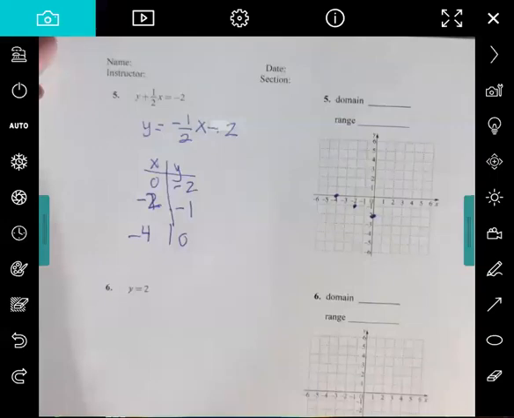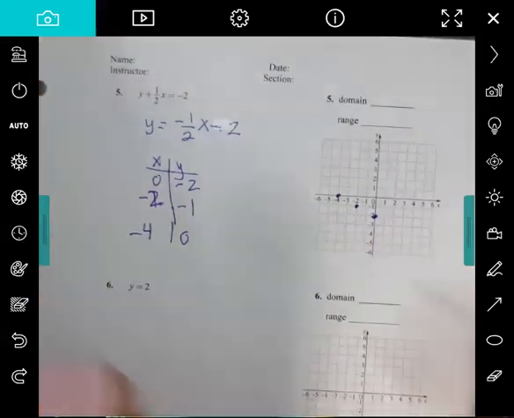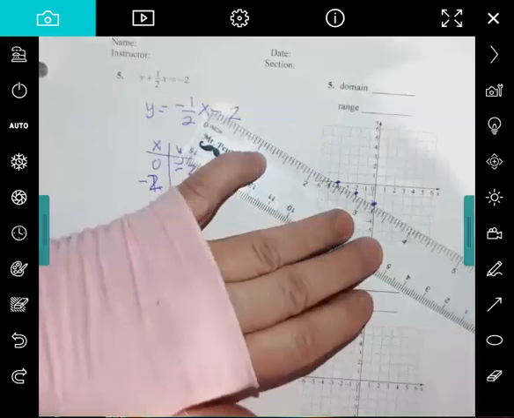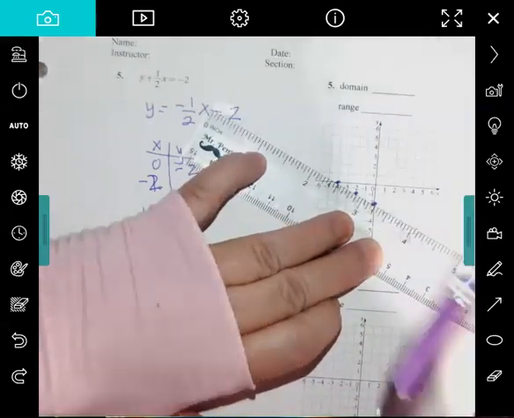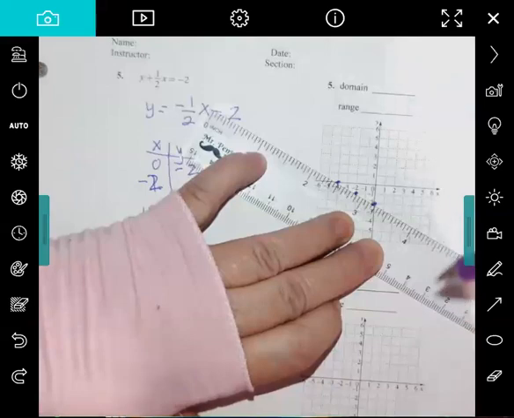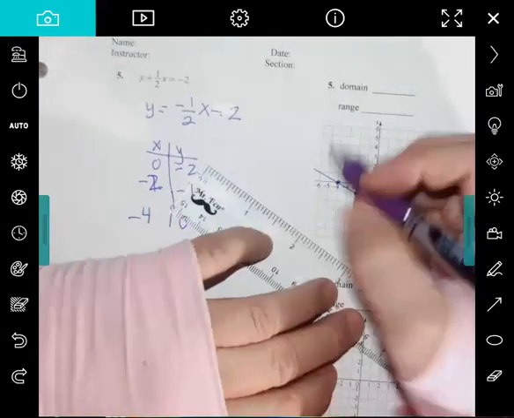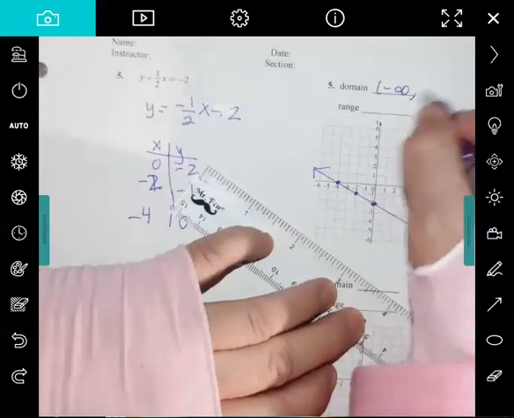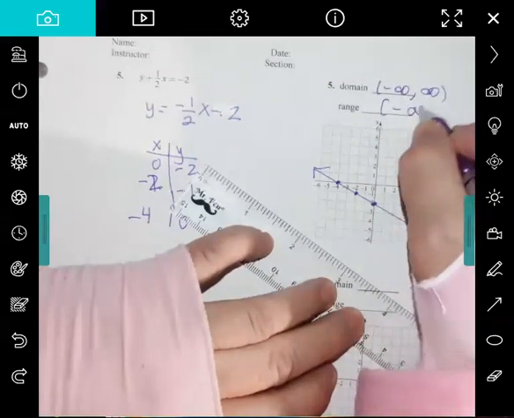Now, once again, I've lost my ruler. How do I do that? Okay, here we go. Almost always the domain of lines, negative infinity to infinity. This is no exception. Only when they're horizontal and vertical do we have something different. Okay. Negative infinity to infinity and negative infinity to infinity.